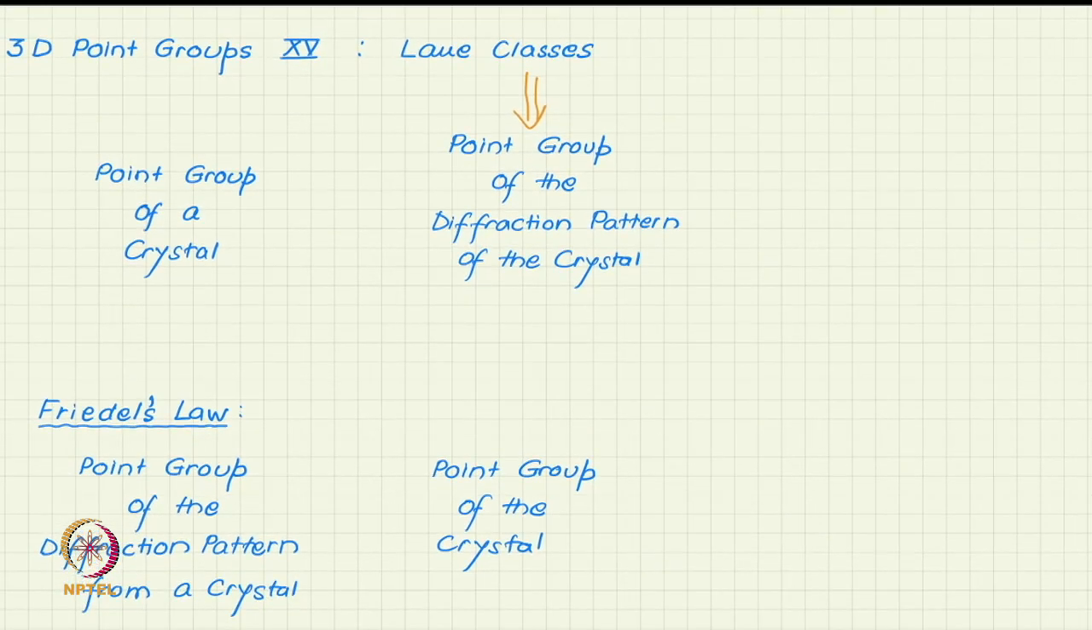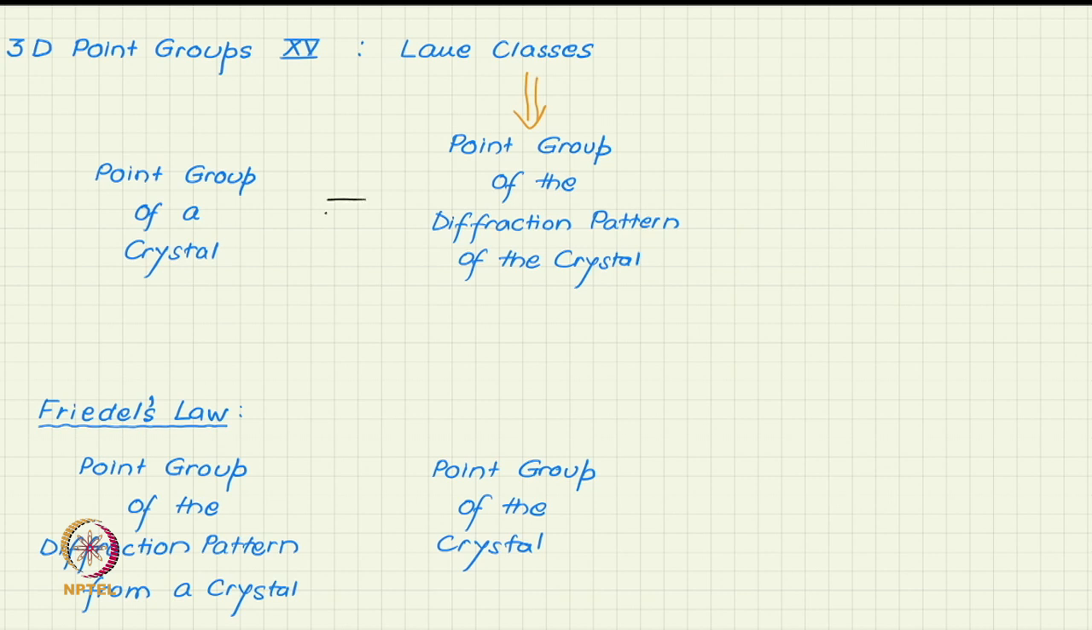A crystal has a particular point group, which is the point group of the crystal. Because of the symmetry of the crystal, the diffraction pattern will also show a symmetry, and we can say that the diffraction pattern also has its own point group. The question is: is the point group of the diffraction pattern exactly the same as the point group of the crystal or not? As a first approximation, or intuitively, we would feel that the symmetry of the diffraction pattern should be the same as the symmetry of the point group, but it turns out that it is not actually the same.